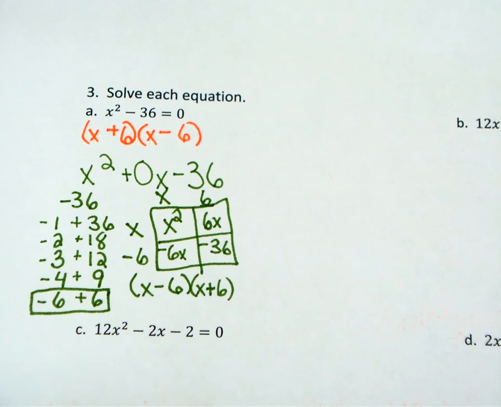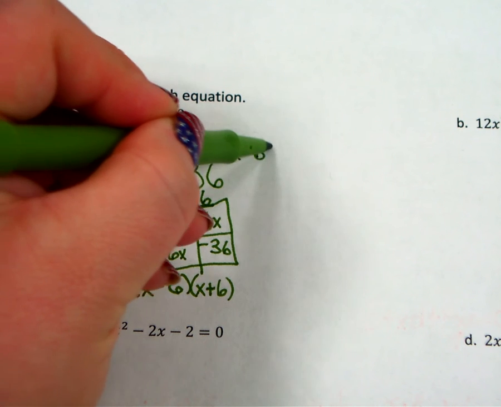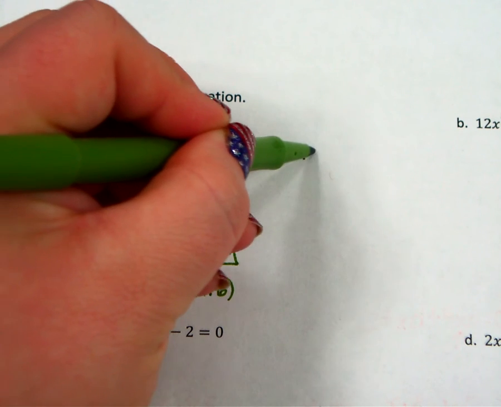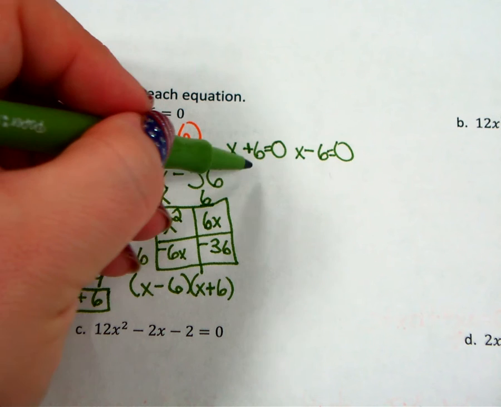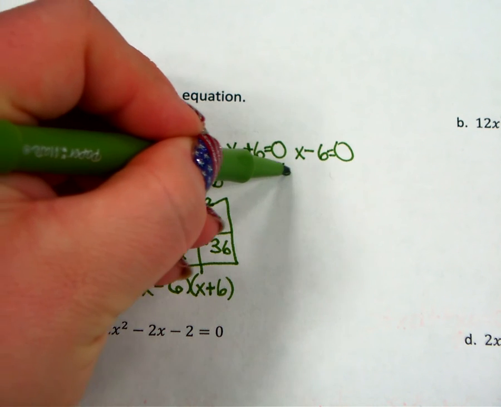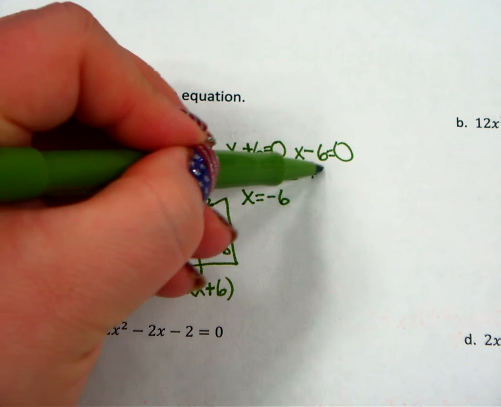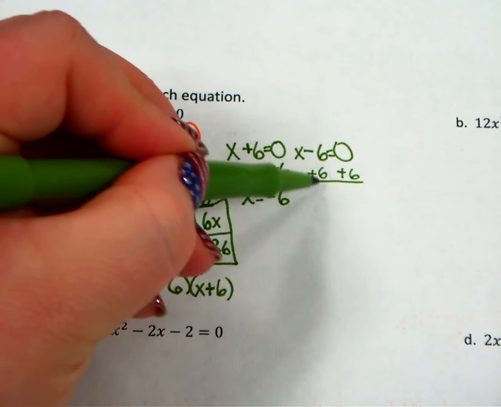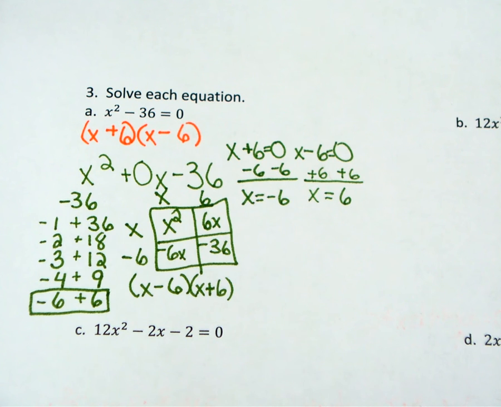If the directions said to solve, like they do on 3, we have one more step to go. We have to take that factored answer, and just like we did on the homework, we would need to set each of them equal to 0. Subtract 6 from both sides. Add 6 to both sides. And my options are x could be 6 or negative 6.